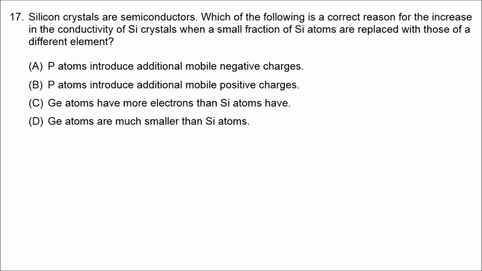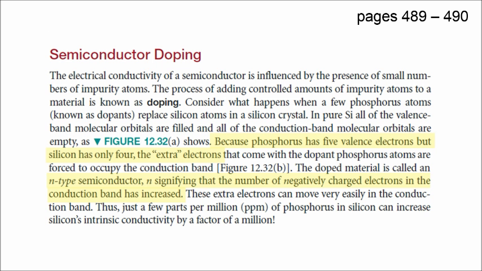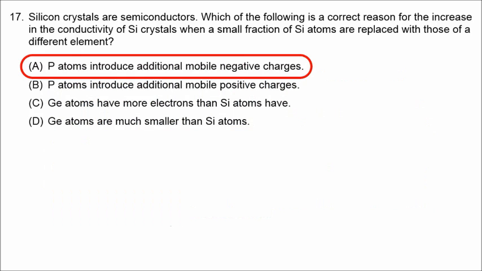Number 17. This is talking about the N-type, so the negative charges, of semiconductor. So an N-type semiconductor, you can see this on pages 489 and 490. Because phosphorus has 5 valence electrons, but silicon has only 4, the extra electrons create an N-type semiconductor, N signifying that the number of negatively charged electrons has increased. So the correct answer is A. Phosphorus atoms introduce additional mobile negative charges. One extra valence electron than silicon.